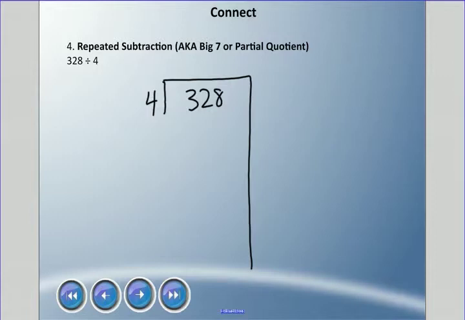Now 4 times 50, if I don't know what to do, well, what's half of 100? 50 is half of 100. 4 times 50 is 200. So I'm going to subtract my 200. And so I have an 8, a 2, and a 1.